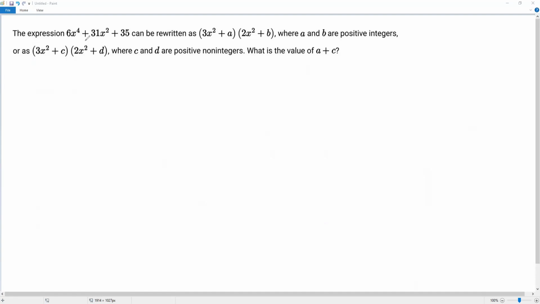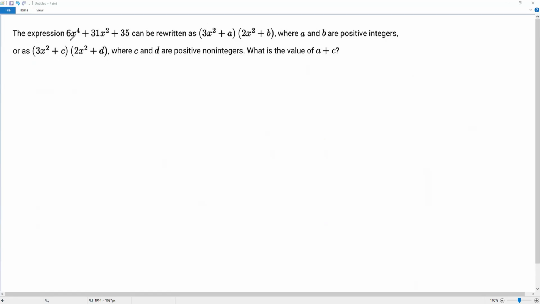The expression 6 times x to the fourth power plus 31x squared plus 35 can be written as (3x squared plus a) times (2x squared plus b), where a and b are positive integers, or as (3x squared plus c) times (2x squared plus d), where c and d are positive non-integers. What is the value of a plus c?